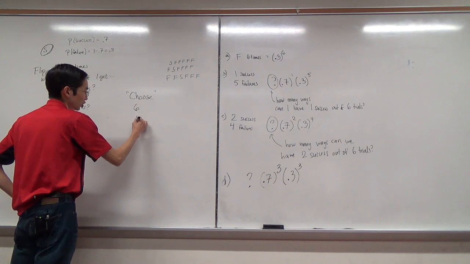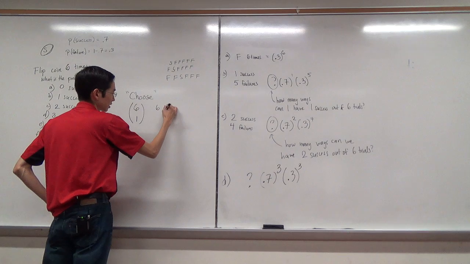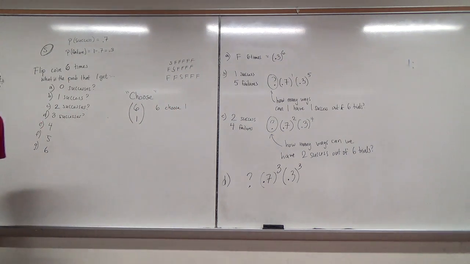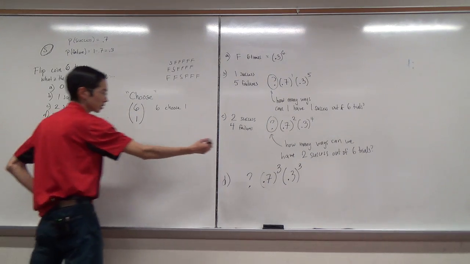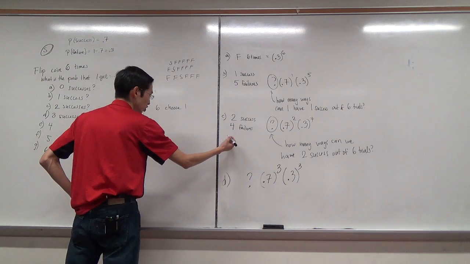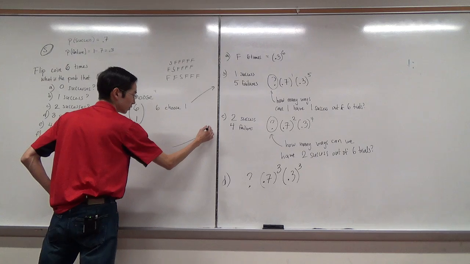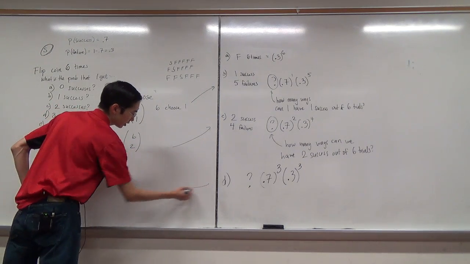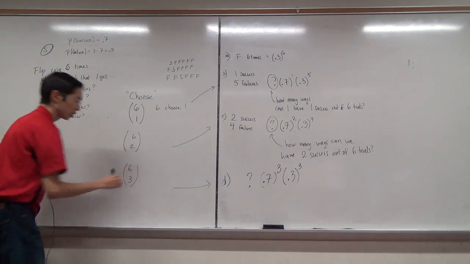6 choose 1. This is read as 6 choose 1. And over here, we want 2 successes, so we would use 6 choose 2. So 6 choose 1 for that one, 6 choose 2 for this one, and over here we have 6 choose 3.